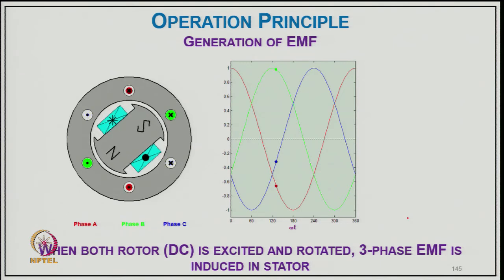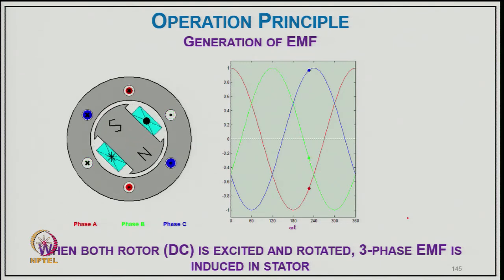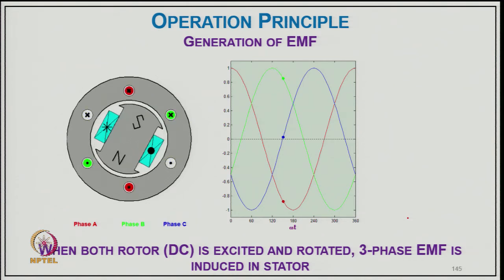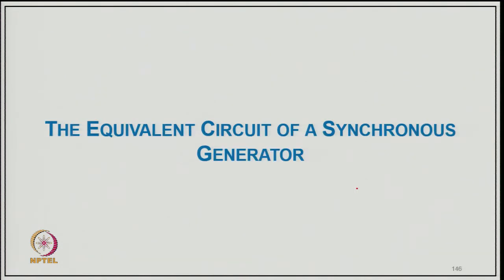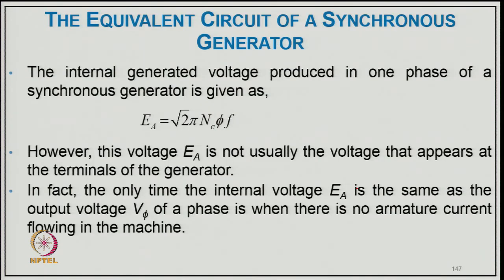And here you can see when you are exciting the rotor with DC, you get the N and S poles, here four poles, and then you have an induced EMF in the armature conductor which is alternating current.